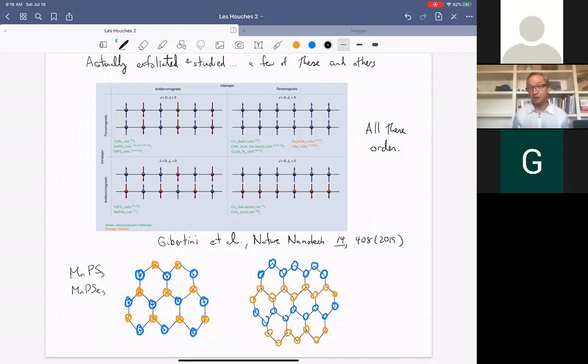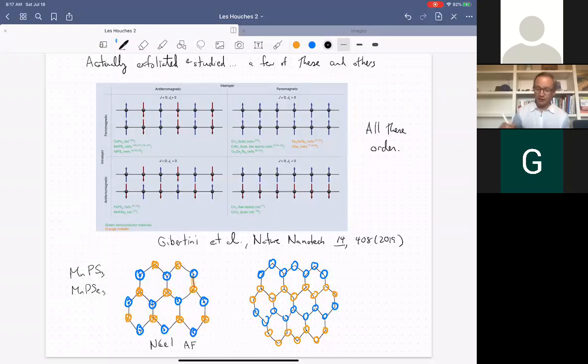So if you imagine a system with just predominantly nearest neighbor antiferromagnetic interactions along these nearest neighbor bonds here, the spins will just tend to order into a Néel antiferromagnet where one sublattice, say the blue one, has spins pointing one direction, and the other sublattice, the orange one, has spins pointing opposite. So this is a standard Néel antiferromagnet with two sublattice order.